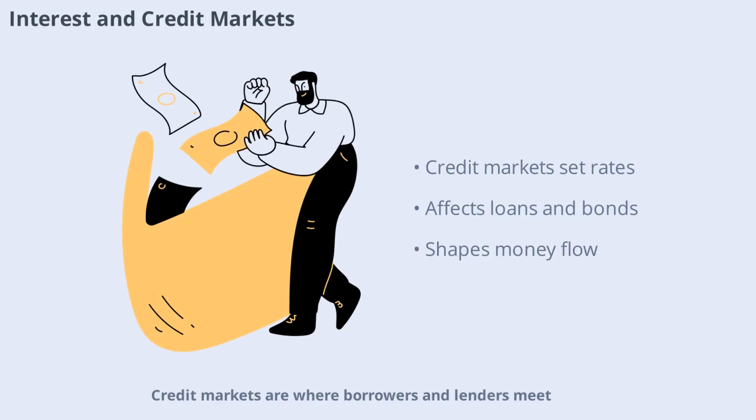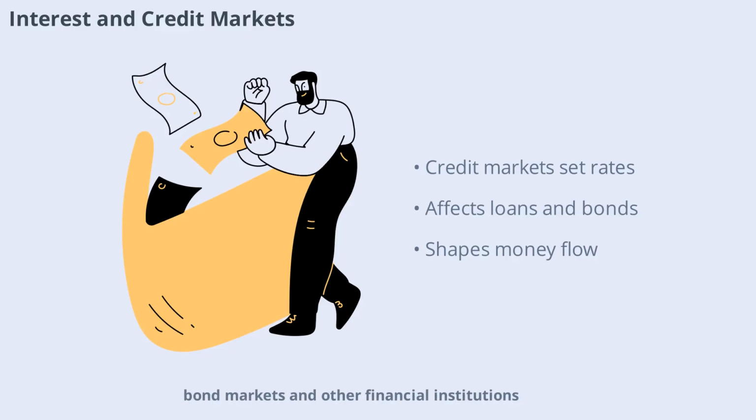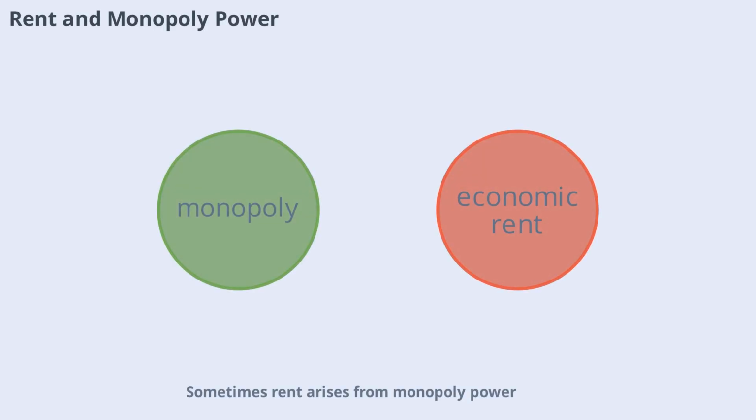Credit markets are where borrowers and lenders meet, and interest rates are the price of credit. These markets include banks, bond markets, and other financial institutions. The level of interest rates affects everything from consumer loans to corporate bonds, shaping the flow of money throughout the economy.